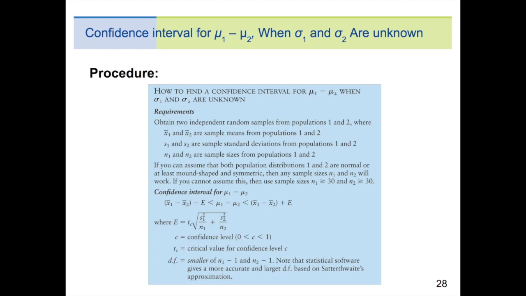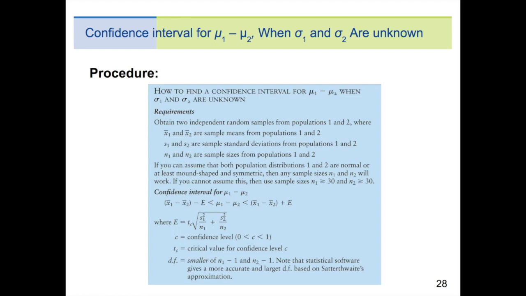If you can assume that both population distributions 1 and 2 are normal, or at least mound-shaped and symmetric, then any sample sizes n sub 1 and n sub 2 will work. If you cannot assume this, then use sample sizes n sub 1 greater than or equal to 30 and n sub 2 greater than or equal to 30, just like we were doing in the first section.